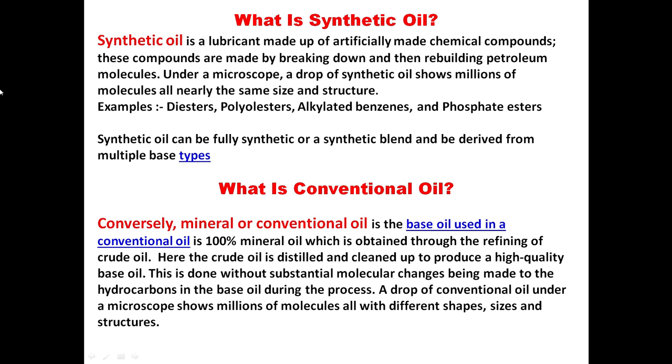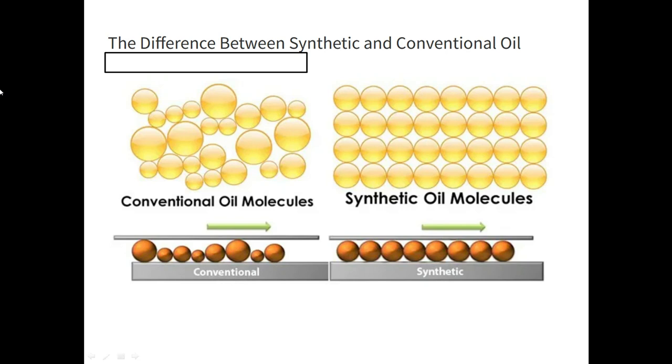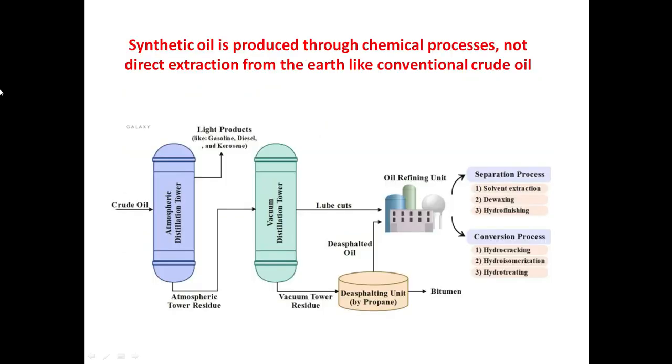A drop of conventional oil under a microscope shows millions of molecules all with different shapes, sizes, and structures. Here are the examples. You can see in the picture how the conventional oil molecules differ in size, and how the synthetic oil molecules are all the same size. Synthetic oil is produced through a chemical process, not direct extraction like conventional crude oil. You can see the line diagram of the synthetic oil extraction.